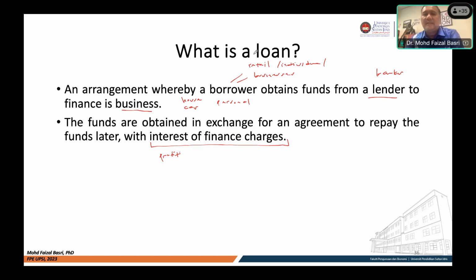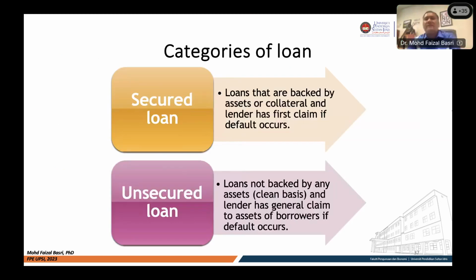But from the banks' perspective, it's not loans. As I mentioned, they will call it financing, financing for Islamic. So there are two categories of loans, the secured and unsecured. To differentiate is very simple. When we talk about secured, there is the word secure here. So it means that it's backed by assets or collateral.